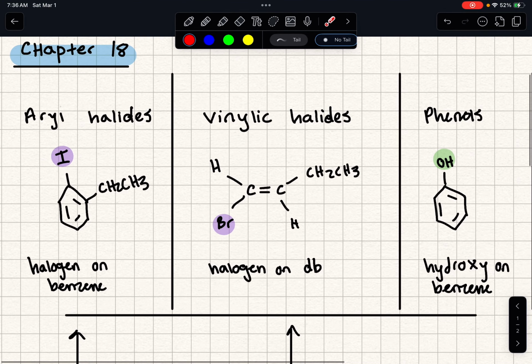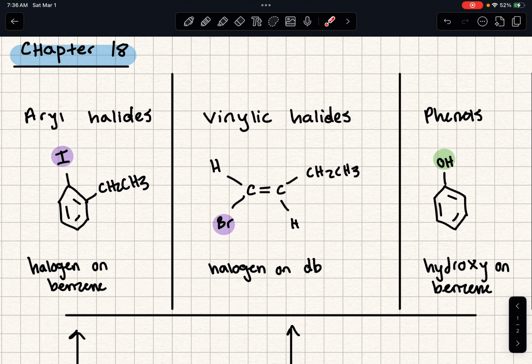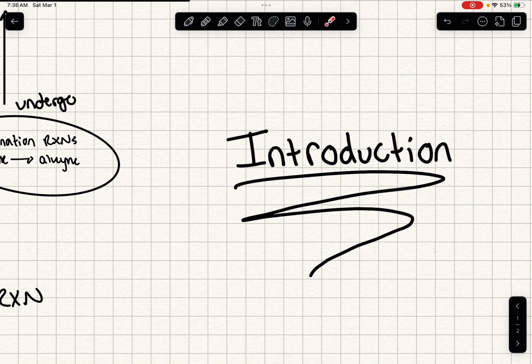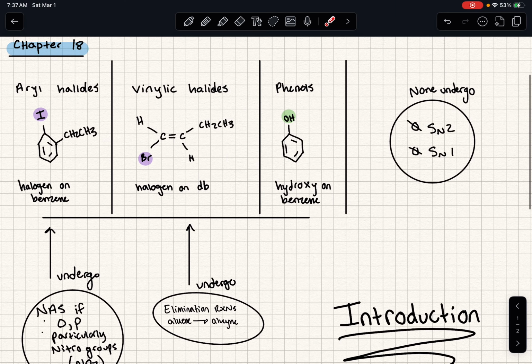Hello everyone, welcome to my explanation on chapter 18, the chemistry of aryl halides, vinylic halides, and phenols. So right now we're just going over the introduction. This is kind of a roadmap for everything that we're going to go over that is important that he wants us to know from this chapter. So what are aryl halides, vinylic halides, and phenols?